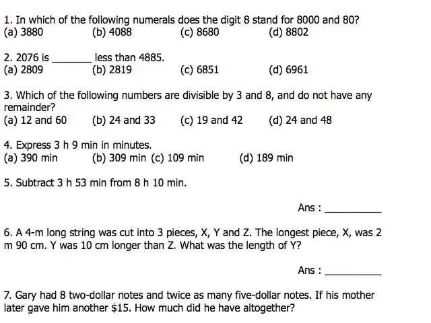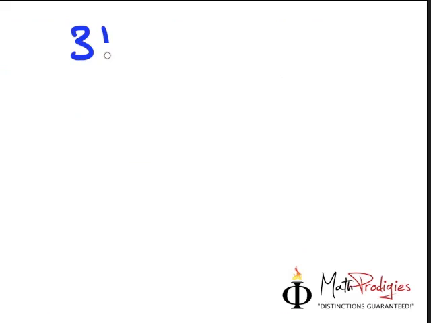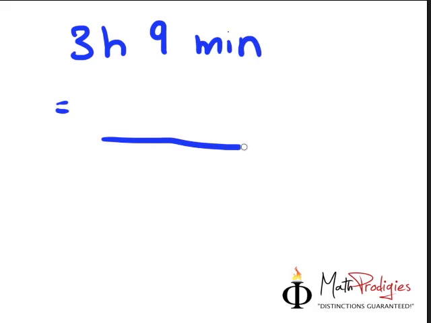The answer is D. And if you got that one right, I'm very proud of you. I'm going to give you a big high five because you are a math prodigy. Good job. Okay, now number 4, express 3 hours 9 minutes in minutes. So equals to how many minutes? Very simple. Always remember, 1 hour has how many minutes? 1 hour has 60 minutes.